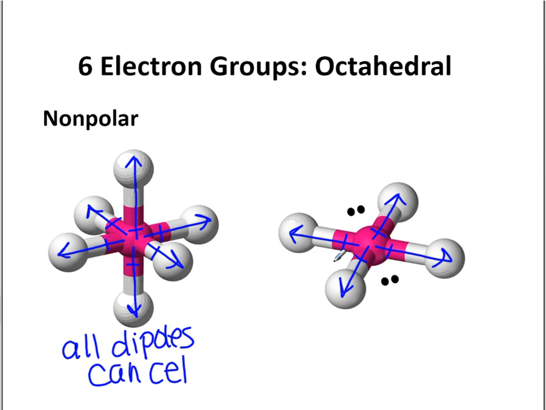They cancel. And then you've got two pairs of electrons. They're taking the place of the north and south pole. So this one here is pointing north. This one here is pointing south. Equal and opposite. They will cancel each other out here. So you've got dipoles that cancel and the pairs of electrons cancel.